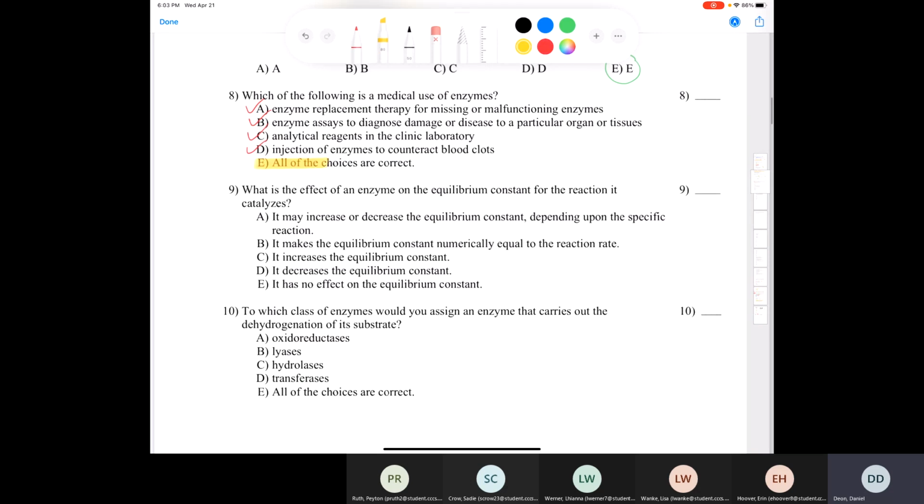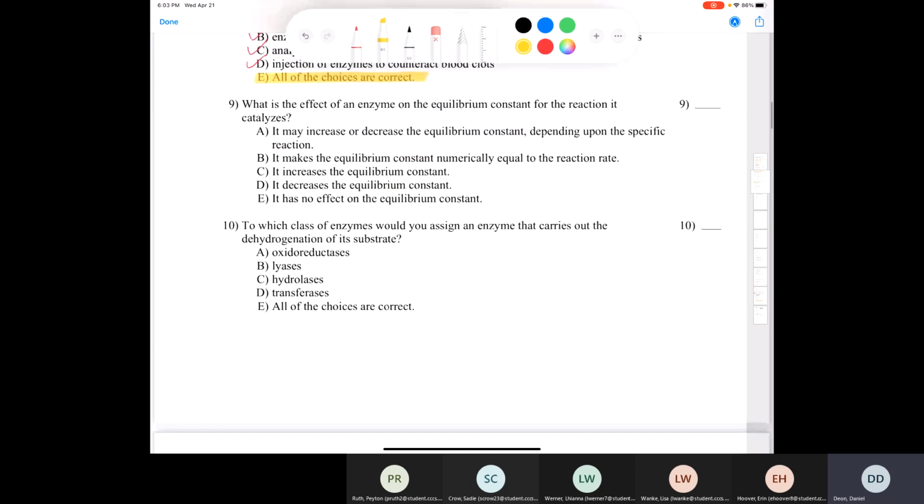And so all of these choices are correct. Enzymes have many uses in medicine. Question 9, what's the effect of an enzyme on the equilibrium constant for a reaction that it catalyzes? Well, if you remember back in Chemistry 101, you would have discussed K equilibrium or equilibrium constant. And we know that the enzyme doesn't have any effect on equilibrium constant, because an enzyme, where is it here?